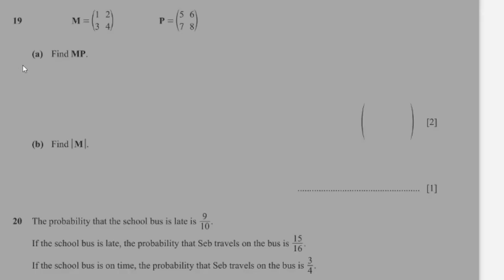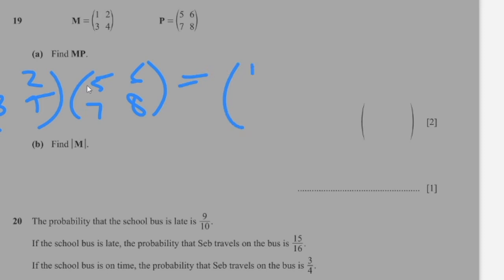19a, find MP. So we'll multiply the brackets M and P. So we multiply 1 and 2 with 5 and 7. 1 5s are 5 plus 2 7s are 14. 14 plus 5 is equal to 19. And then we multiply 1 and 2 with 6 and 8. So we have 1 into 6 plus 2 into 8. So 6 plus 2 8s are 16. 6 plus 16 gives us 22.